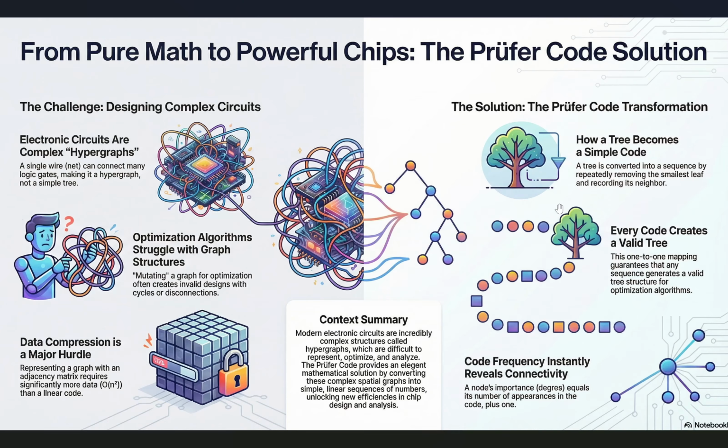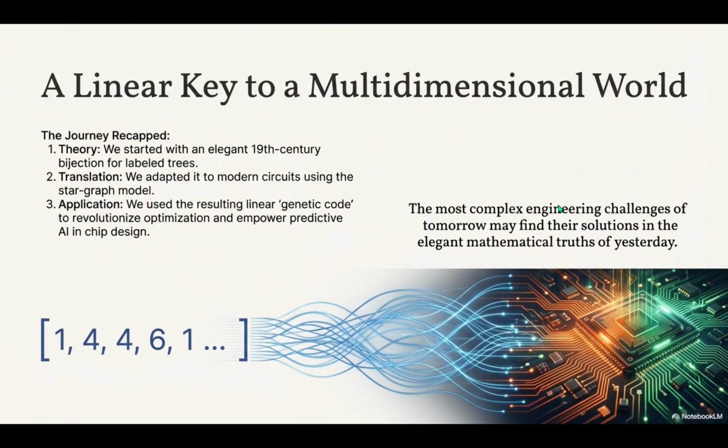If finding this hidden genetic sequence was so effective for designing circuits with billions of connections, what other complex systems, from global supply chains to biological protein folding, could be unlocked if we could just find the right way to translate their spatial complexity into a simple linear code?